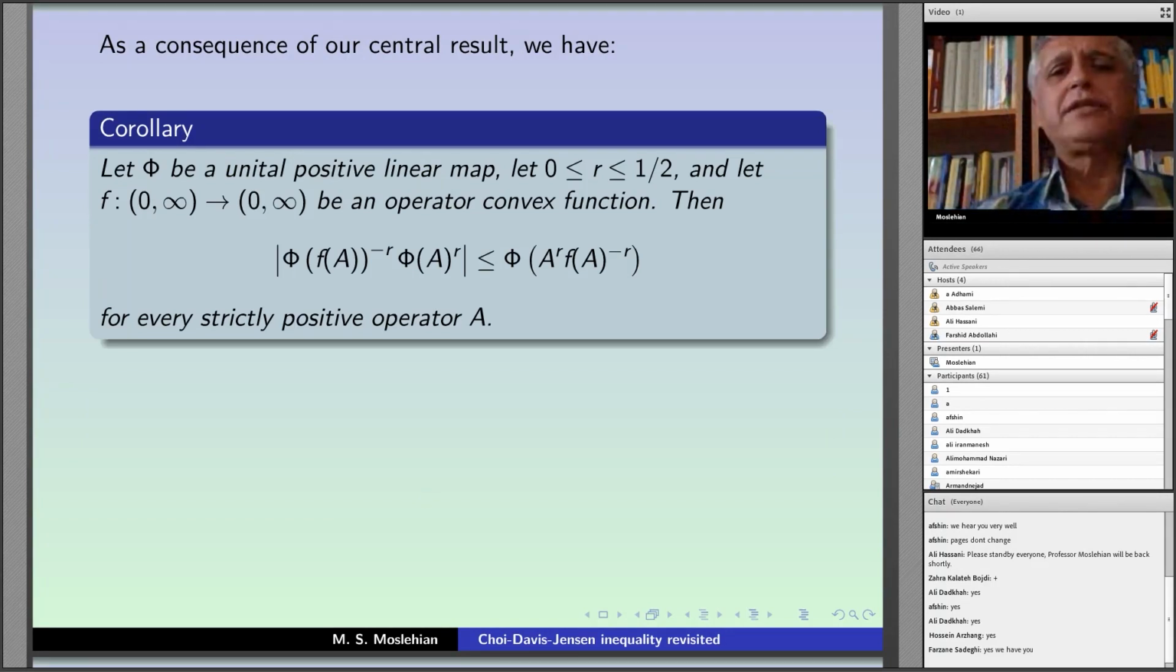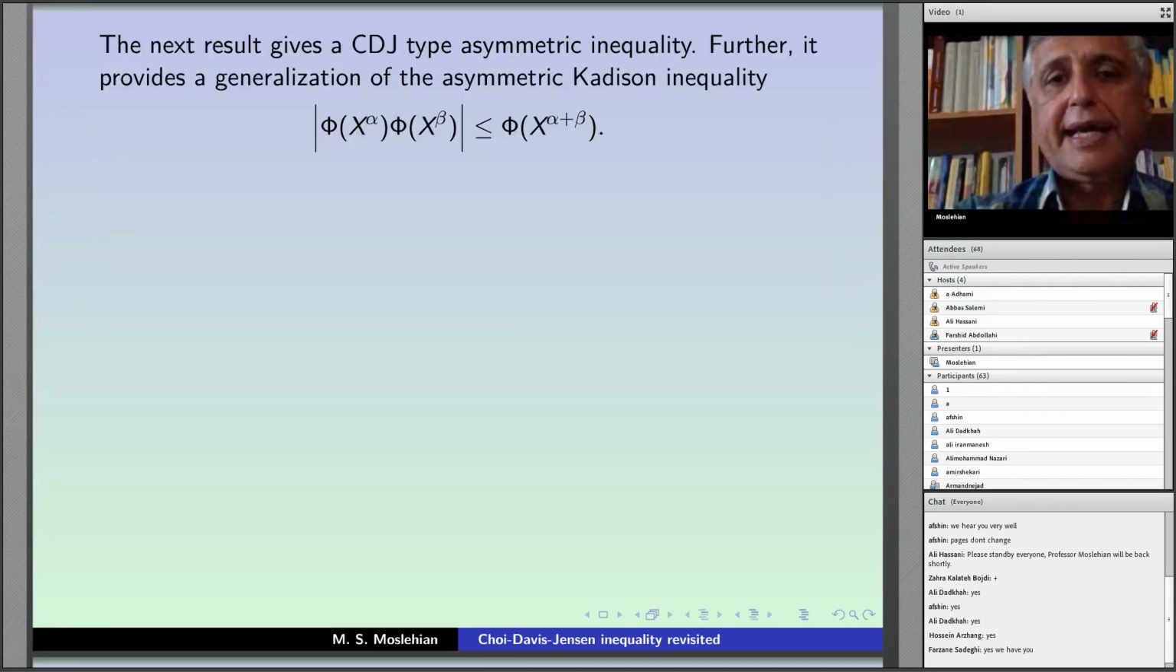As a consequence of our central result, we have this inequality. This inequality says that if phi is a unital positive linear map and r is between 0 and half, and f is an operator convex function, then for every strictly positive operator A, we have this inequality.